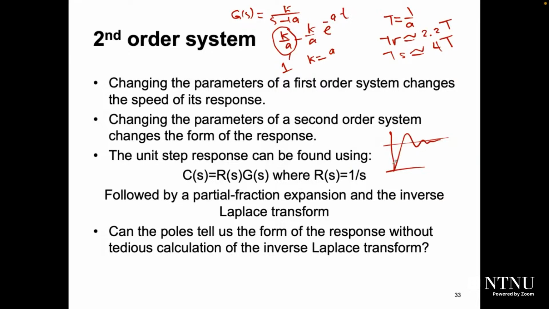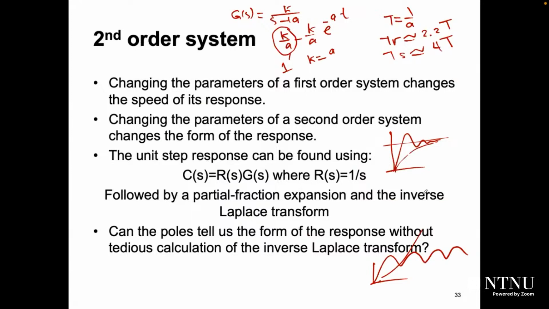It could be underdamped, which is this one. It could be overdamped. When it's overdamped, it will be like the response of a first order system. Or it could be critically damped, which will be like this one. Or undamped, in fact, which will be unbounded.